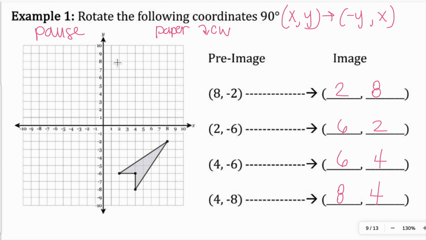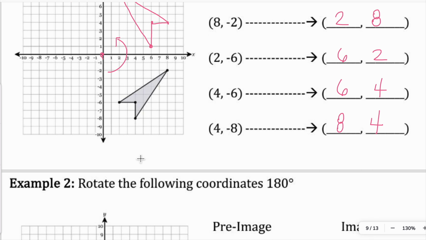Then we graph it. 2, 8, 6, 2. I'm going to go ahead and start connecting these together. And then 6, 4, 8, 4, and then connecting it back to my original piece. So this is showing a 90 degrees counterclockwise rotation about the origin, okay? So you're basically taking it from one quadrant and moving it 90 degrees counterclockwise to the next quadrant.